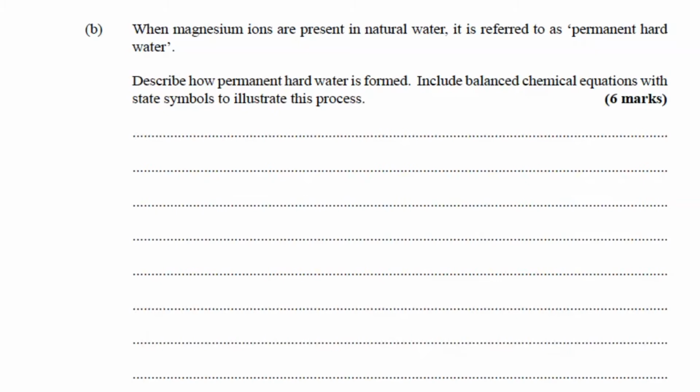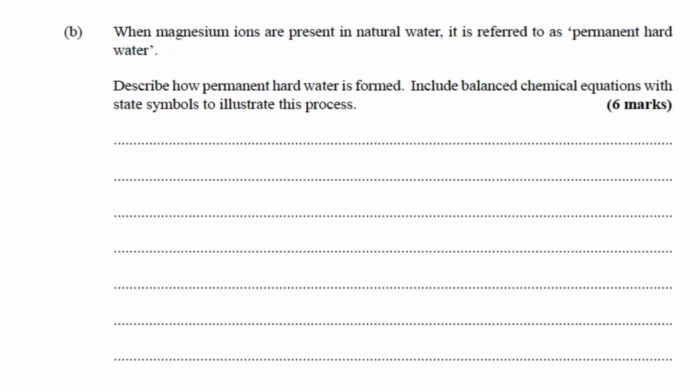So that's that. The other thing now, if we can remove or capture, inactivate, or arrest, those are some of the terms used, Ca2+ and magnesium ions from the water, then that's called softening. But we're not going to look at water softening. We're going to look at that in another session. Stay tuned. So describe how permanent hard water is formed. Include balanced chemical equations with state symbols to illustrate this process.